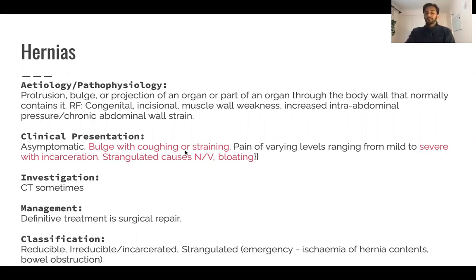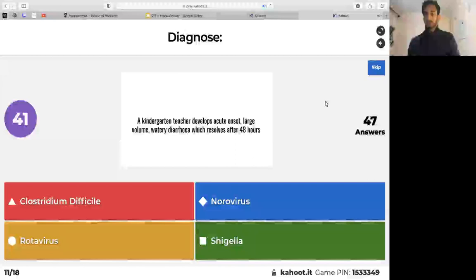Classically, you'll get a bulge that moves with coughing or straining, and the main things to watch out for are if it's strangulated or incarcerated, then that's alarm bells for acute abdomen. So keep that in mind as well.